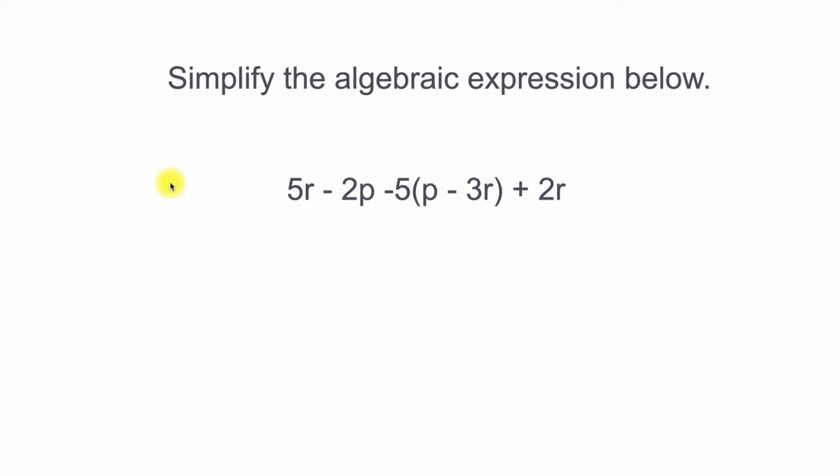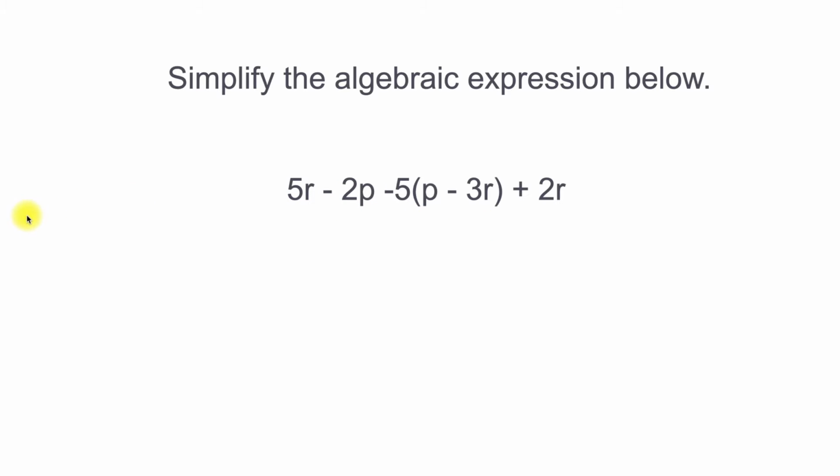So for this question, what we need to do is simplify the algebraic expression below. And we have the expression 5r minus 2p minus 5 times, because that's what the parentheses mean, times p minus 3r plus 2r.